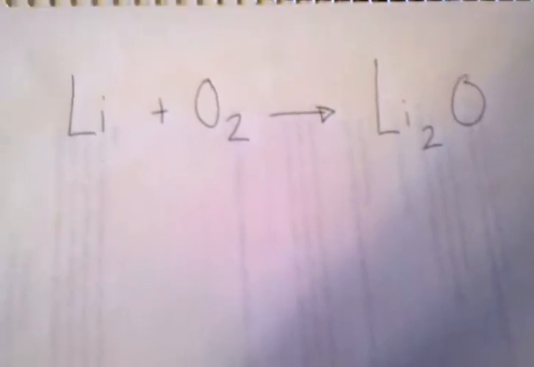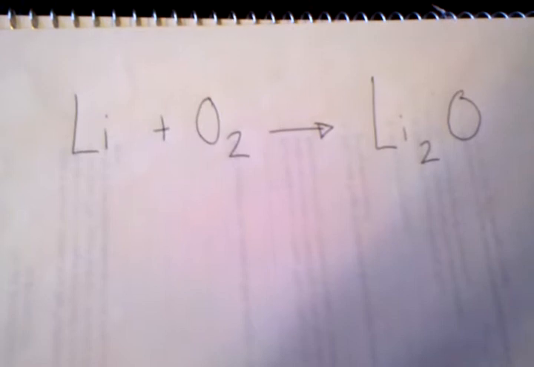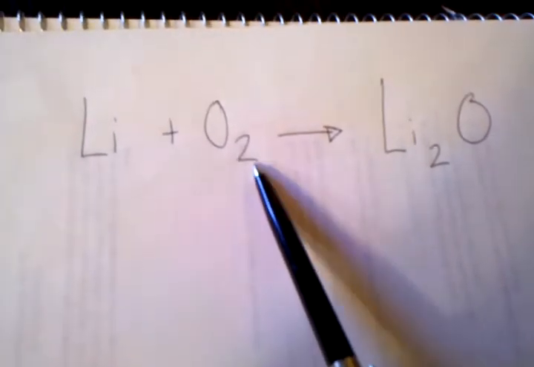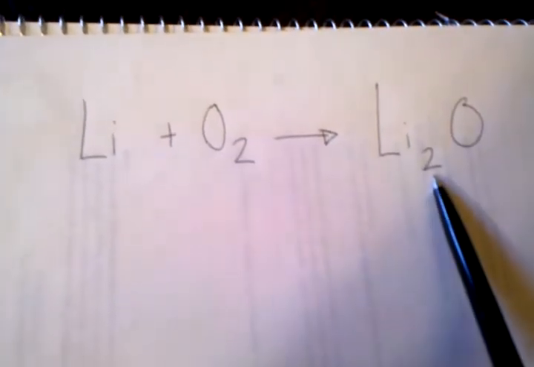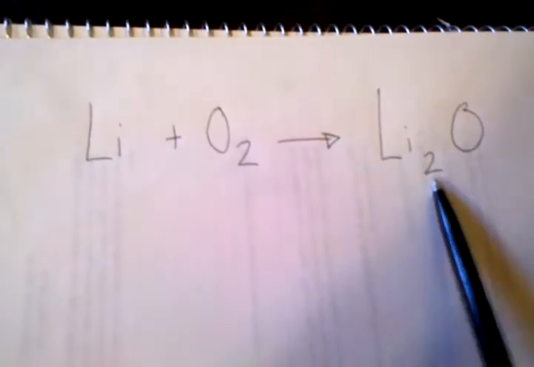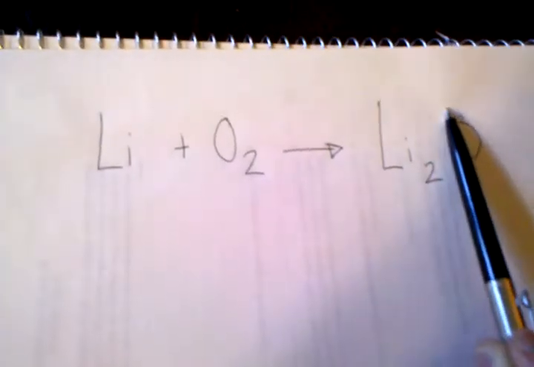Three things to remember about balancing equations. Number one, subscripts in a compound are fixed. These are your subscripts. They cannot be changed because this makes up this compound. Again, on the right hand side, this is a subscript for lithium. If you make this a 1, a 4, or any other number, this no longer is the correct compound.